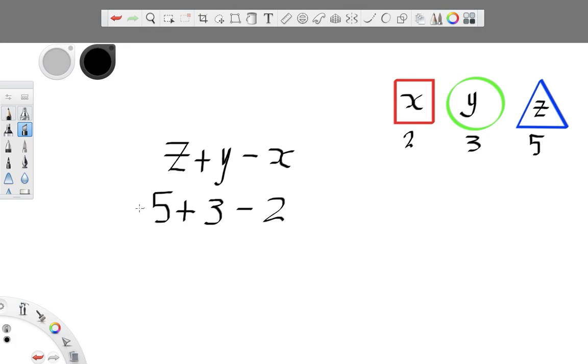So this now is no different to any problem that we had before. So we do 5 plus 3, which is equal to 8. And we didn't do anything with the take away 2, so we'll drop that down. And now we're left with 8 minus 2, which is 6.